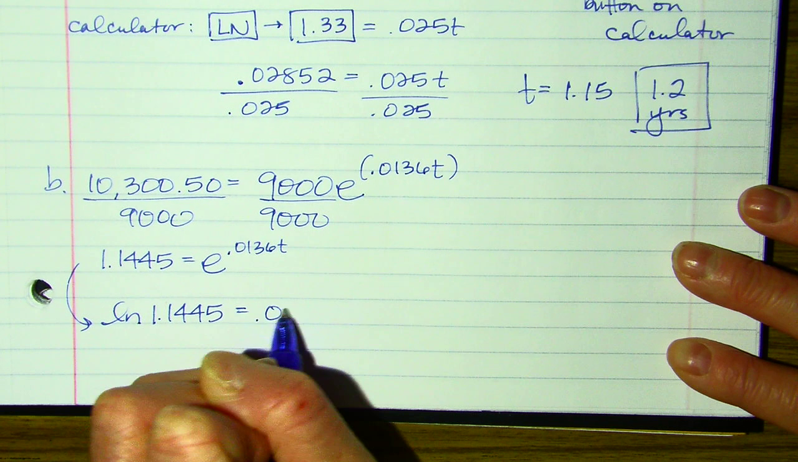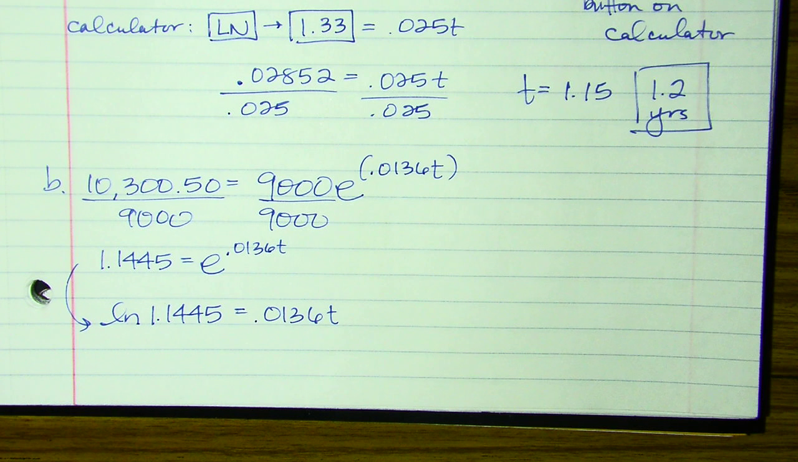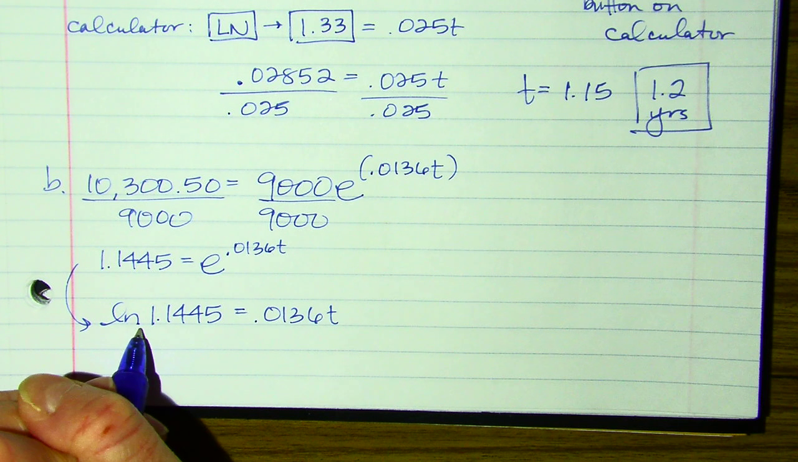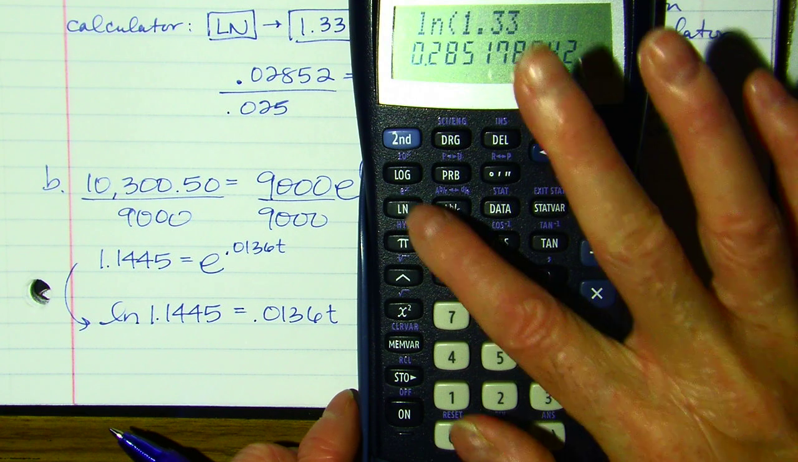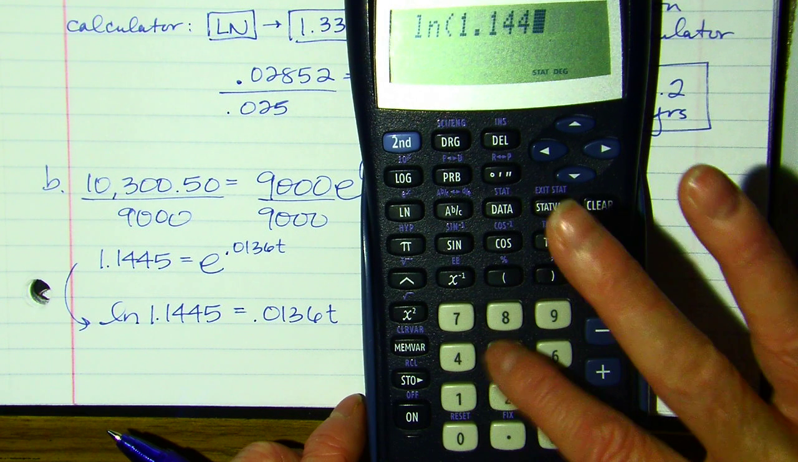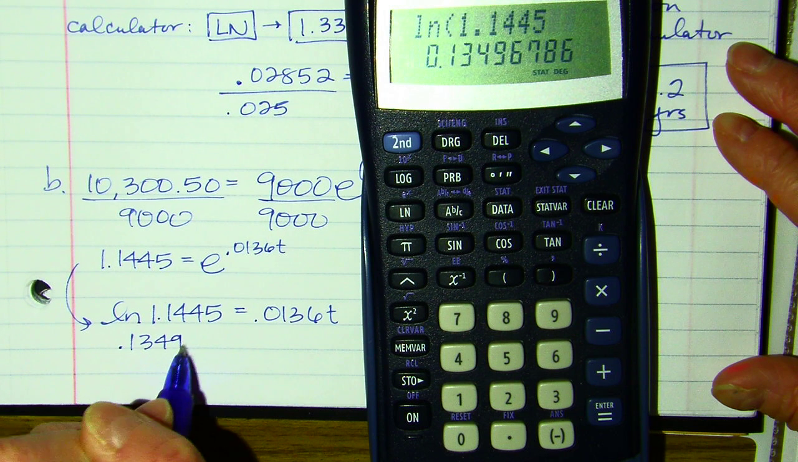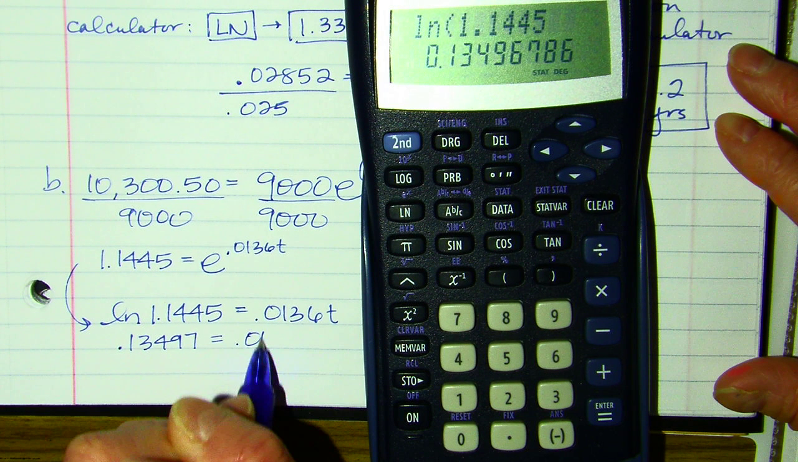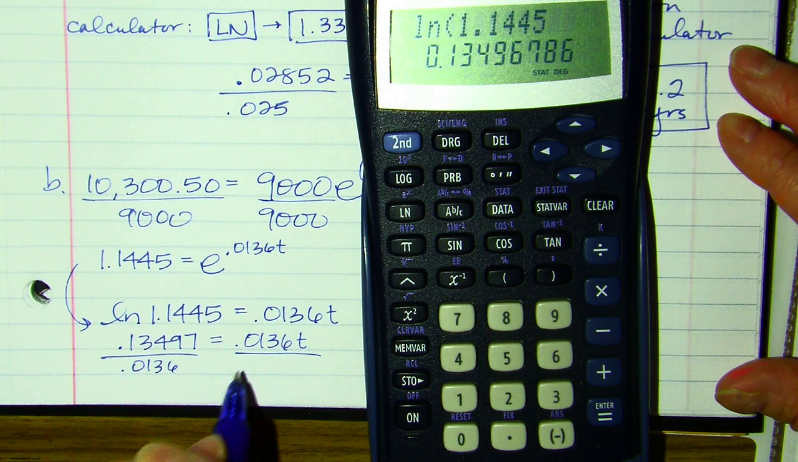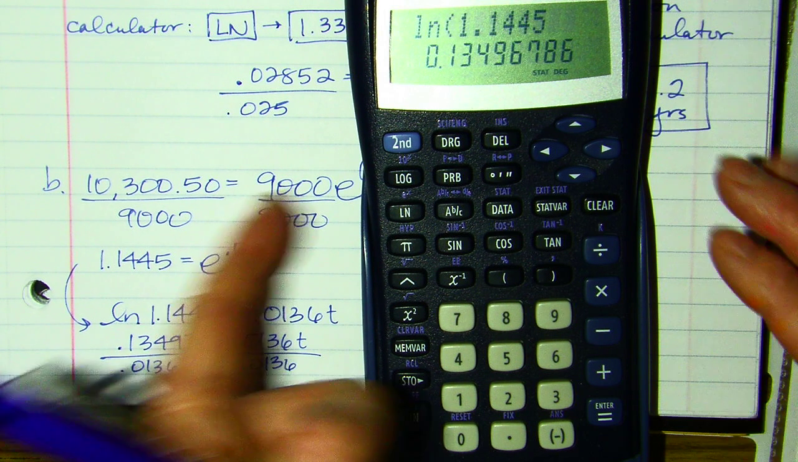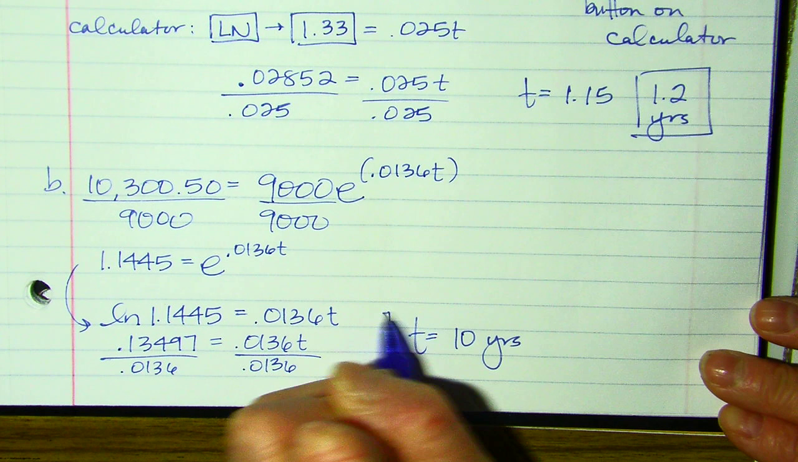equals my exponent. Now you might ask, how come I didn't write the base? The natural log has an invisible e. You don't have to write e. So in your calculator, hit natural log of 1.1445, and I got 0.13497 equals 0.0136 t. Then divide both sides, and I got t equals 10 years.